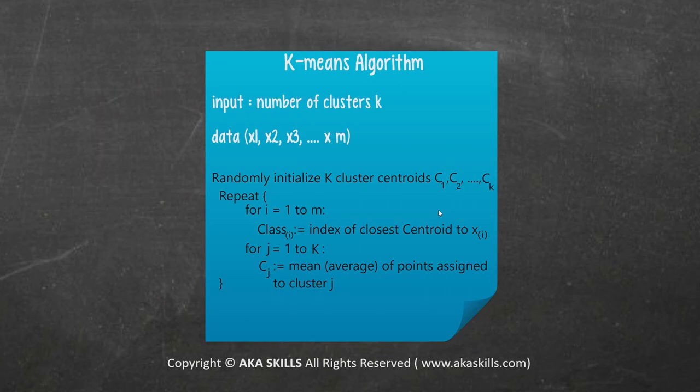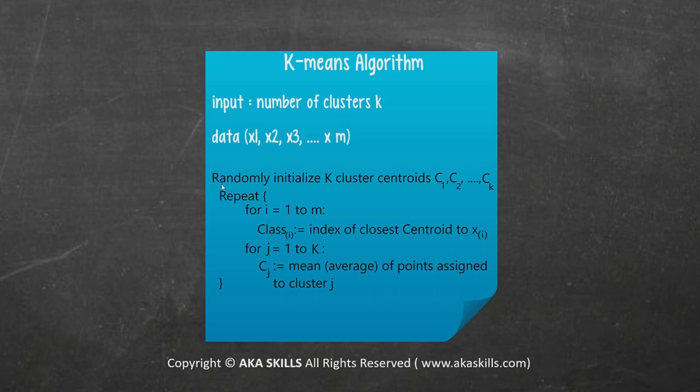Now the k-means algorithm. Again, I'm going to define it mathematically, not just by drawings. So the input simply is the number of our clusters and the data x1, x2, x3 until xm. So we have m data points. We have the number of clusters. We choose 3 in our example. It can be any other number.